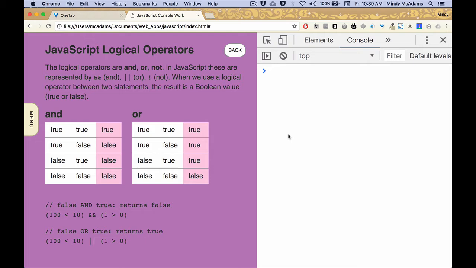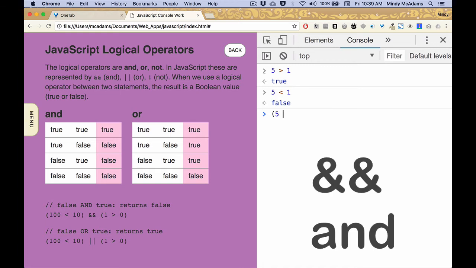So you know, is 5 greater than 1? Certainly that is true. Is 5 less than 1? That is false. So what if we put those two statements together with AND? I'm going to use parentheses, even though it's not necessary, so it's just really clear when you're looking at it, okay? So here comes the AND. That's the logical operator AND. And let's put the false one on the other side.